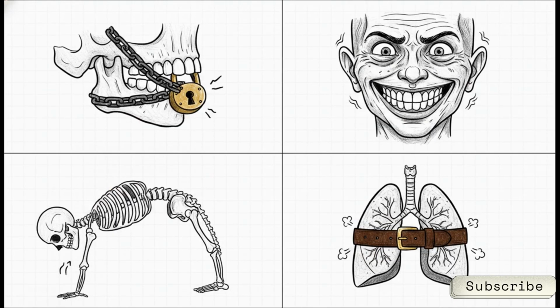You can lock these classic, highly testable complications right into your memory with the TRO acronym. T is for trismus, that lockjaw we just talked about. R is for Risus sardonicus. This is a sustained facial muscle spasm that basically forces the patient's face into a fixed, unnatural grin.